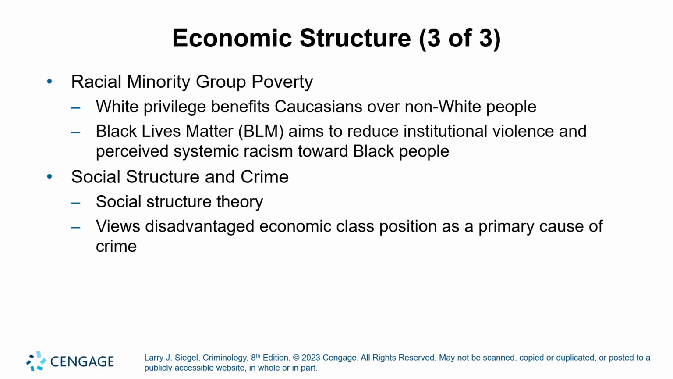Overall, social structure theory argues that crime is not primarily the result of individual failure, but rather a consequence of disadvantaged economic positions and unequal access to opportunity within society.